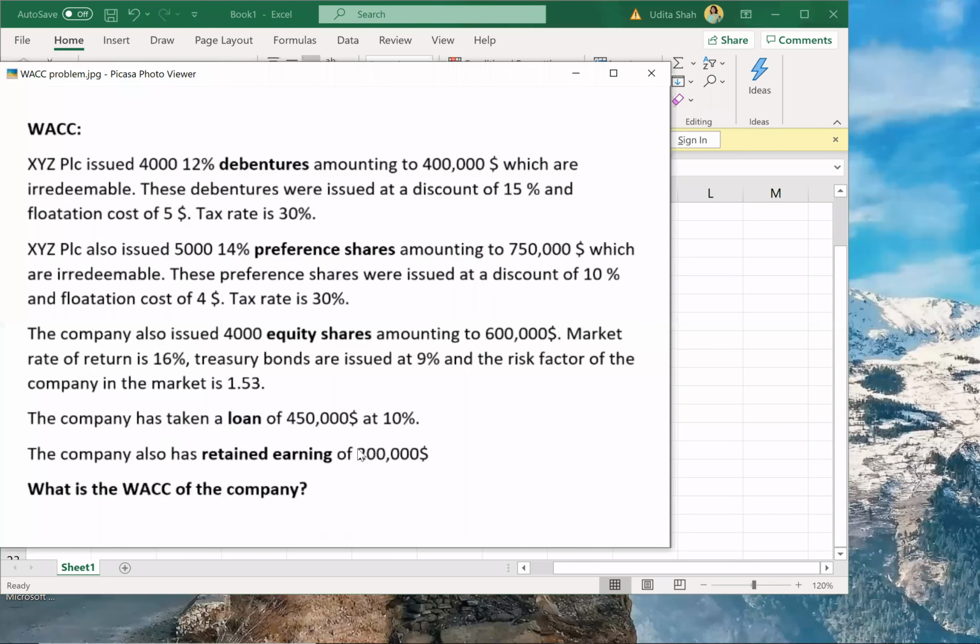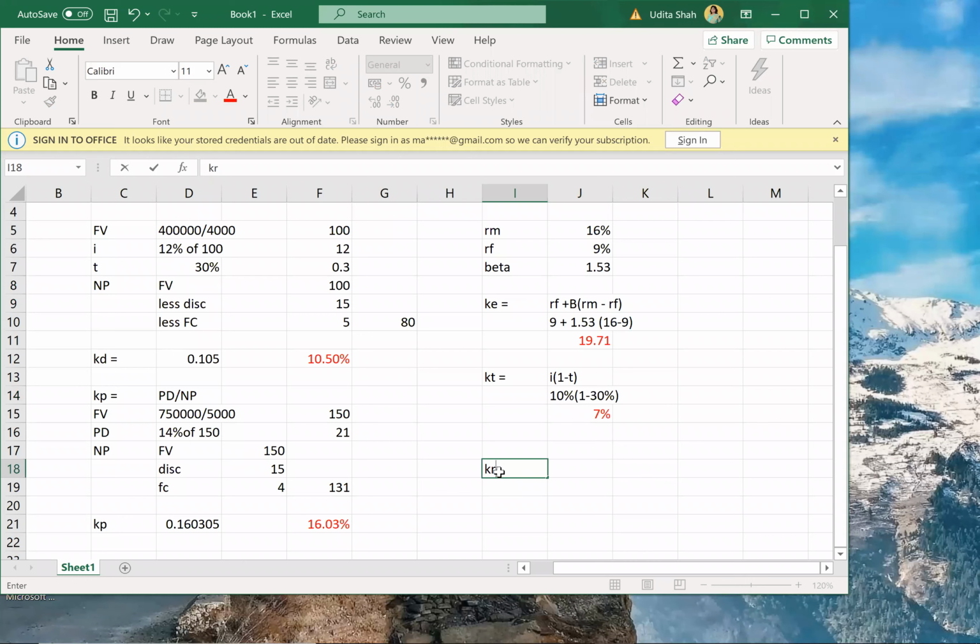And last, company also had retained earnings of 200,000. Retained earnings means what? KR. So KR equal to KE, and KE we had already calculated. So that is 19.71. So that is my KR. So I have got all the 5 individual cost of capital.